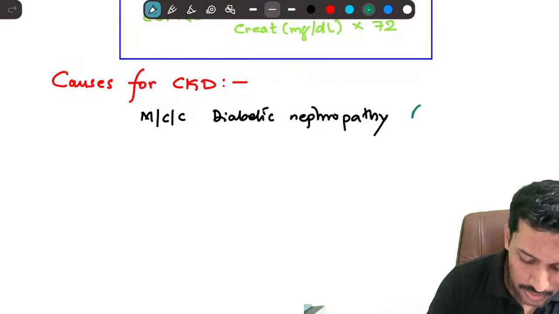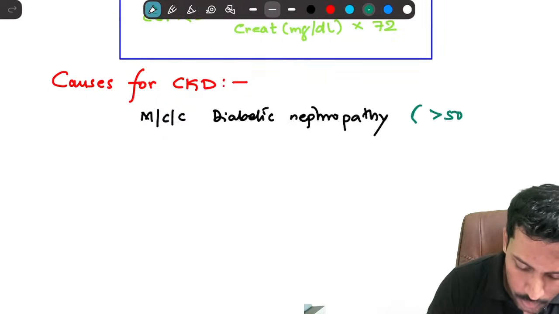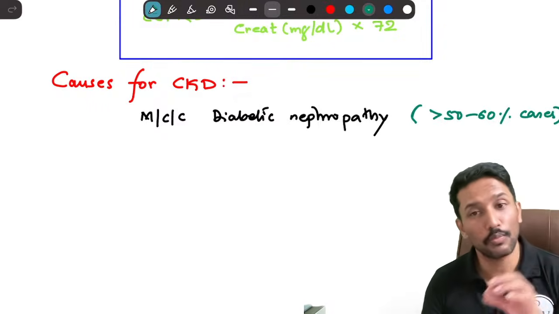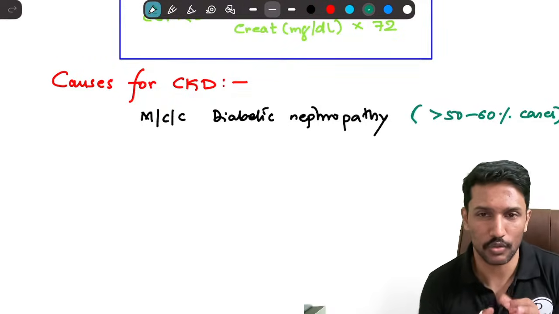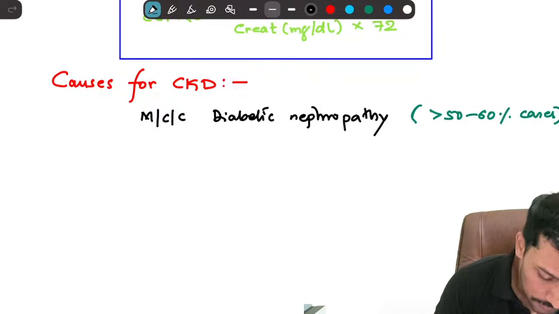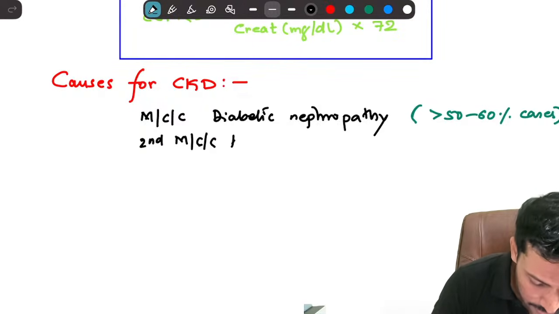How common is it? It accounts for more than 50 to 60% of cases. In fact, in India, it accounts for more than 2/3, meaning more than 66% of the cases of CKD that we see today are because of diabetes. And after that, the second most common cause is hypertensive nephropathy.